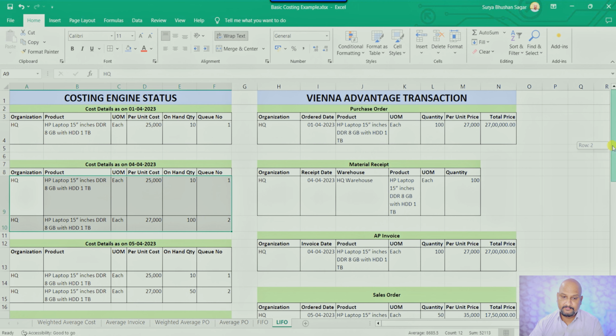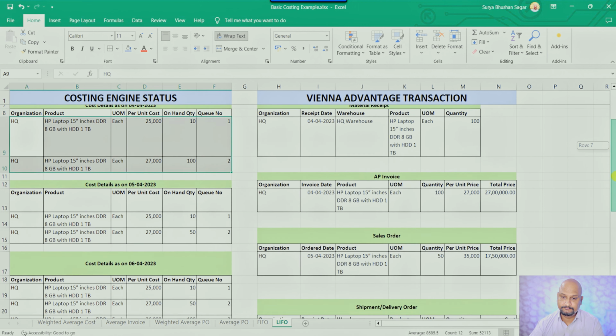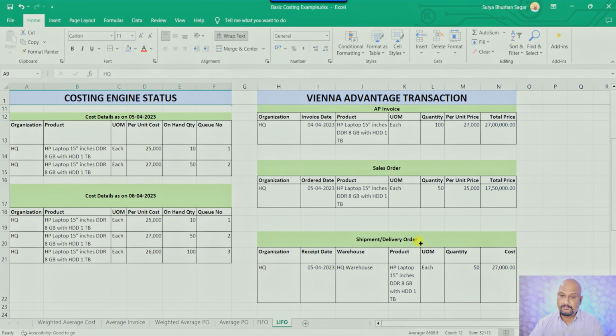Now we'll move on to the sales order. I have entered my margin, and based on that, the selling price of the laptop is going to be 35,000, and 50 quantities I need to sell. So at that moment, when you do the delivery order processing or complete the delivery order, the system calculates the cost accordingly.